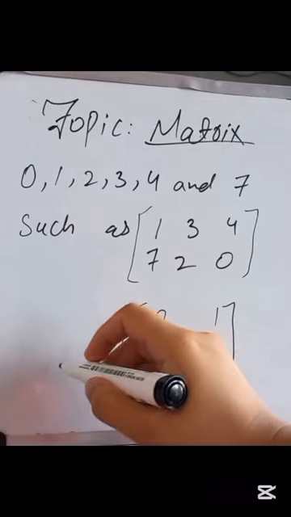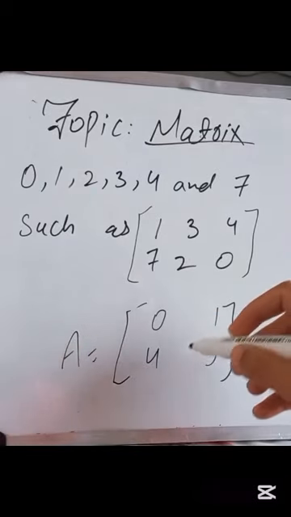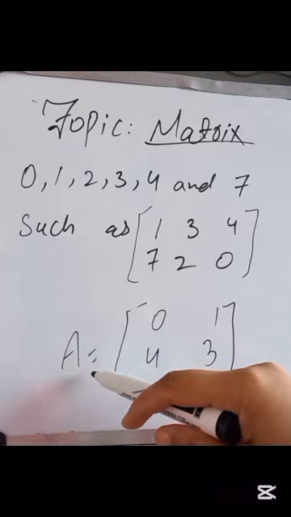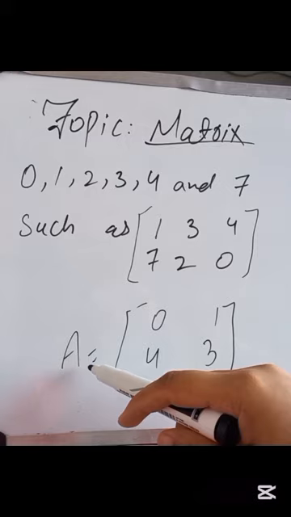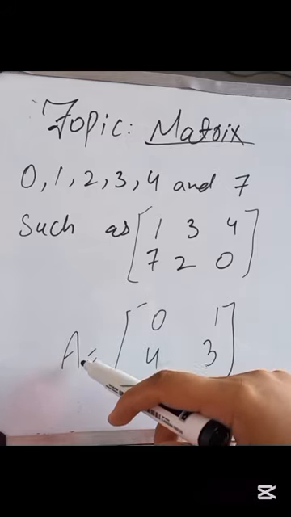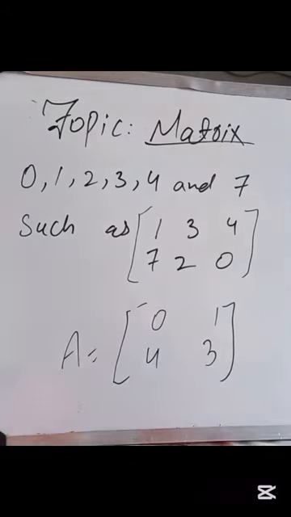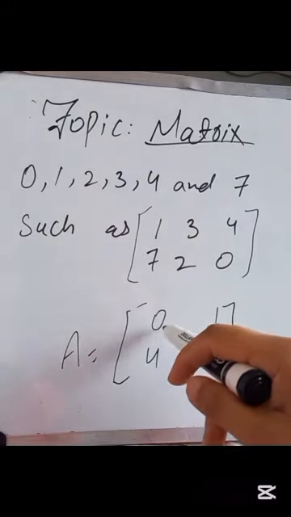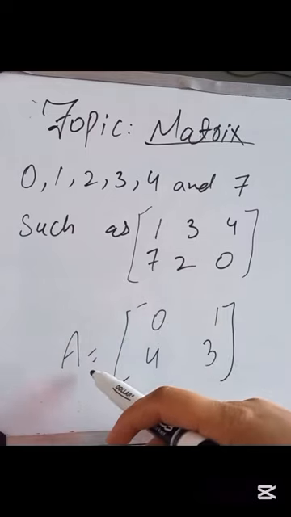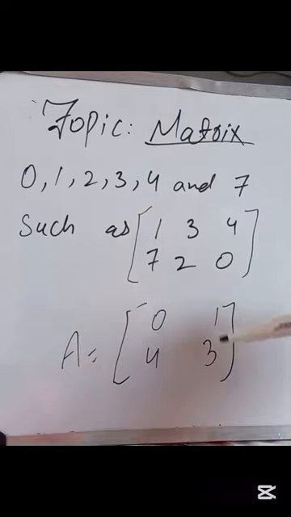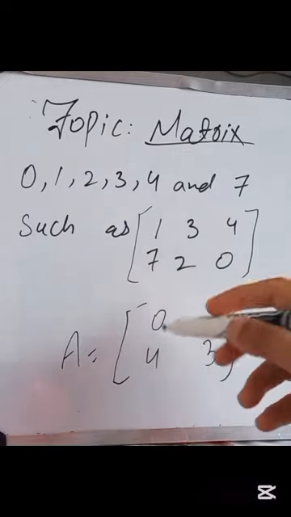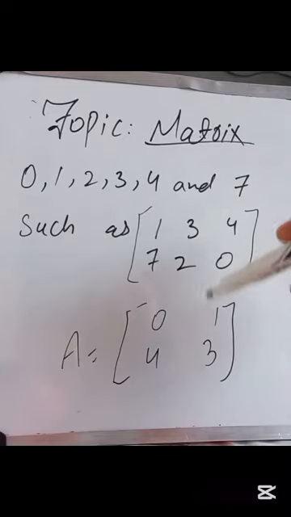For example, we can say A is equal to this matrix. This matrix is denoted by the capital letter A, an English alphabet letter. So we can say 0 is an element of matrix A, and 3 is an element or entry of the matrix A. So these are the examples of a matrix. Got it? What is a matrix?